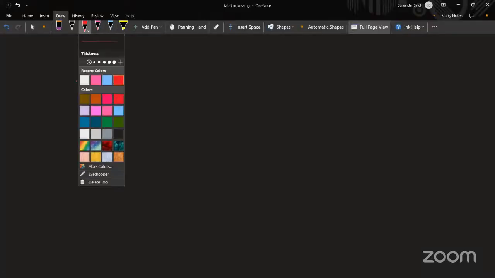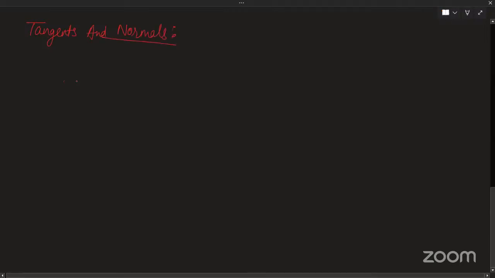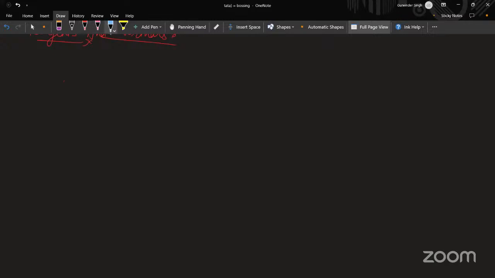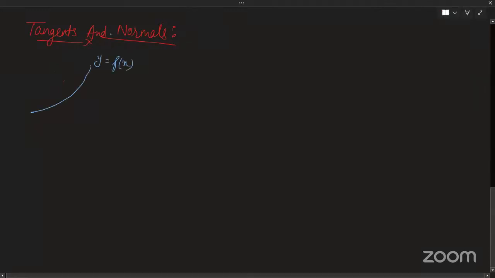So now today we will be starting with tangents and normals. So looking at tangents and normals, we all know till now that, for example, this is a function y is equal to f of x. It has been plotted on the Cartesian plane. I choose any point x naught comma y naught lying on this curve. If I want to calculate the slope of the tangent, dy by dx at x is equal to x naught will give me the slope of the tangent.